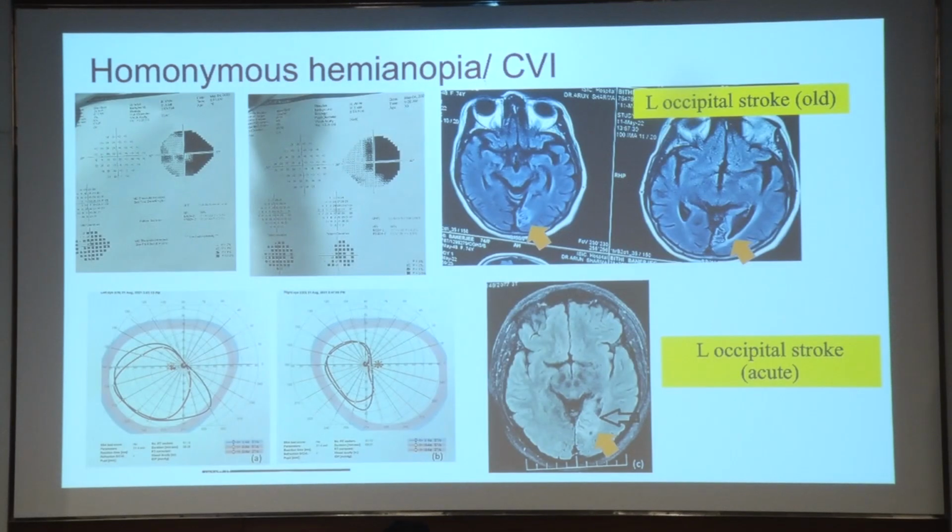Then if it's a homonymous hemianopia, where is the lesion? It has to be a retrochiasmatic lesion. In retrochiasmatic, it could be in the tracts and radiations or in the visual cortex. But if you see something like this, a macula sparing homonymous hemianopia, it has to be in the opposite occipital cortex.